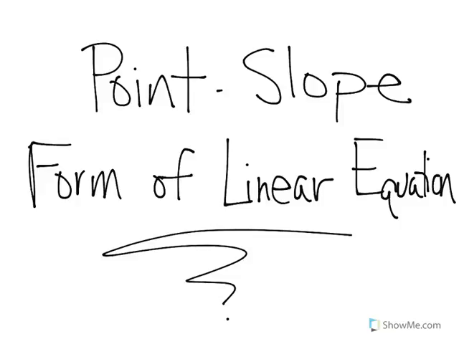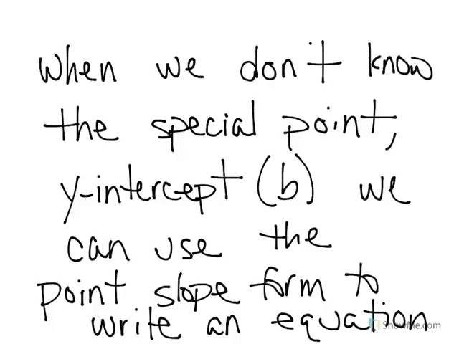In this video, we're going to learn about the point-slope form of linear equations. The point-slope form is used when we don't know that special point, the y-intercept, or b. And so this is when we can use any other point. There are an infinite number of points on a line. In order to write an equation, we use the point-slope form to do that.